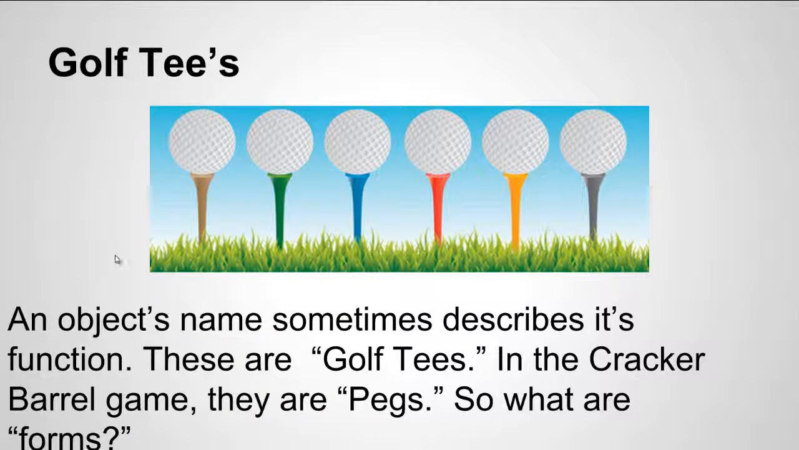Well, these pegs are also called golf tees. An object's name sometimes describes its function. Golf tee describes a function of these Cracker Barrel game pegs. So which is the form name and which is the function name? Well, peg is a bad name because it's sort of describing another kind of a function. So the form names are harder than the function names.